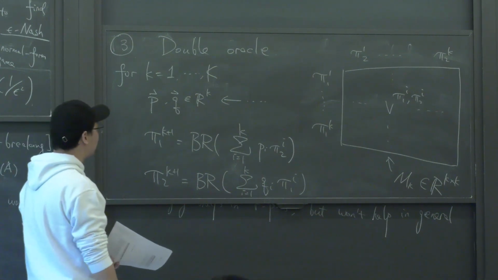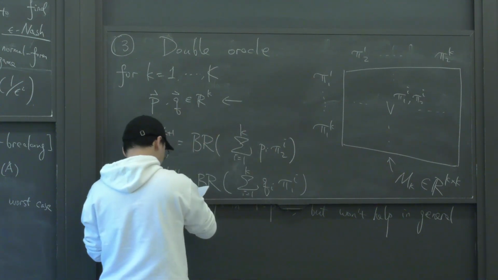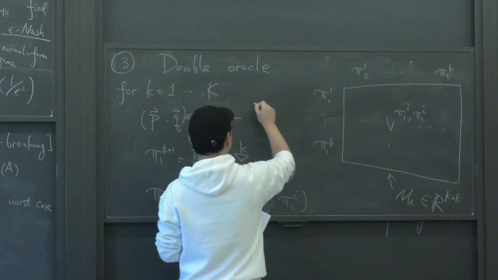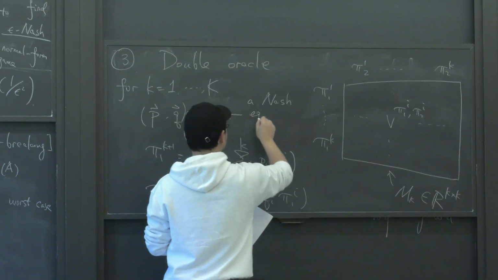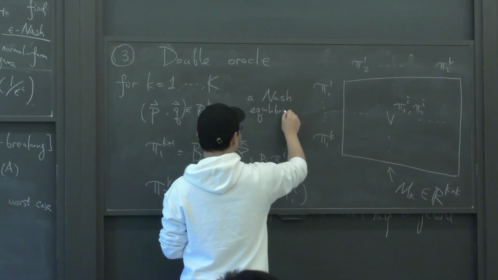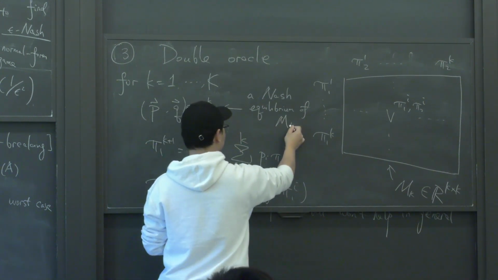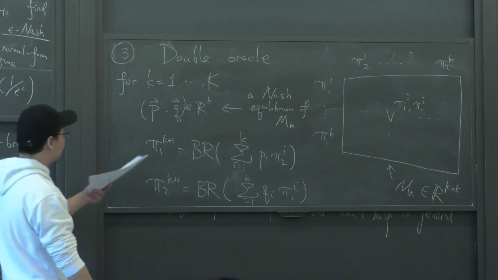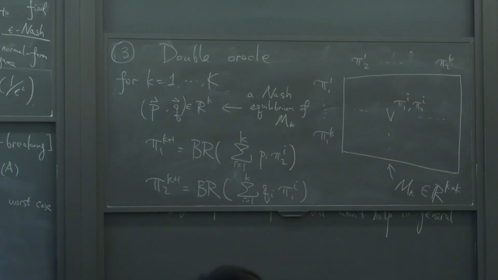There's one way to compute this p and q vector, and that is called double oracle. Double oracle specifies a specific way of computing: choose p and q to be the Nash equilibrium of M_k. M_k is a k by k matrix. When you compute a Nash equilibrium, it's a mixed strategy for the first player and a mixed strategy for the other player, so it's like a probability for p and a probability for q.